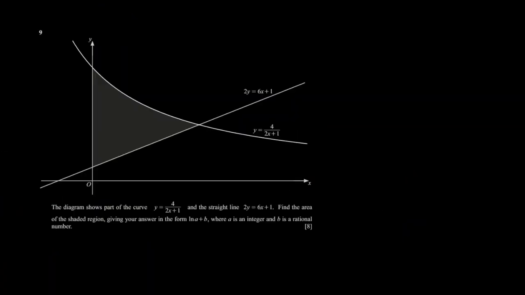All right, question 9. Sorry, I've had to shrink this so I can fit it on the page, so it may not be totally clear, but the diagram shows part of the curve y is equal to 4 upon 2x minus 1, so that's that curve there. The straight line, 2y is equal to 6x plus 1, so that's that line there. Find the area of the shaded region, which is this thing here, in the form ln a plus b, where a is an integer and b is a rational number.